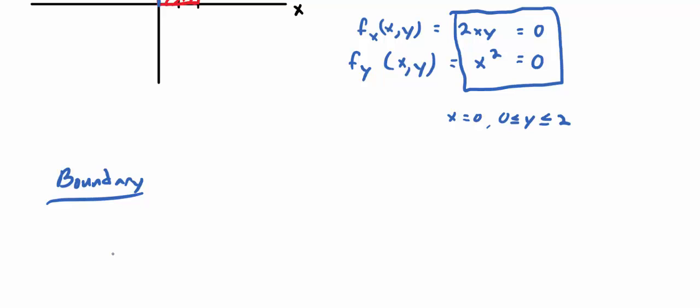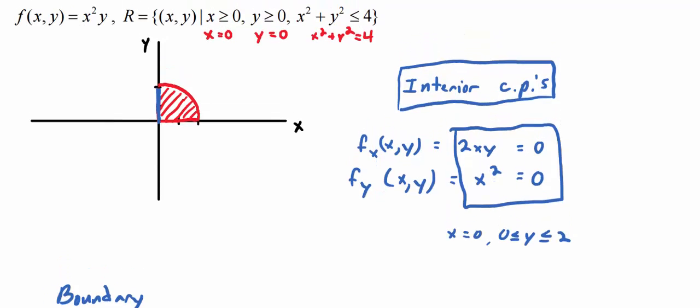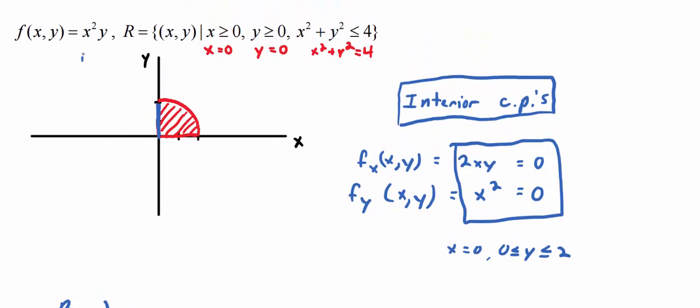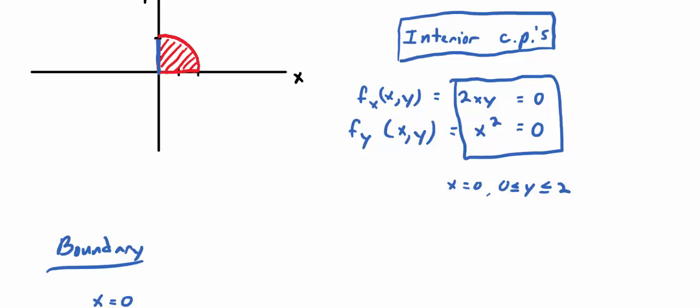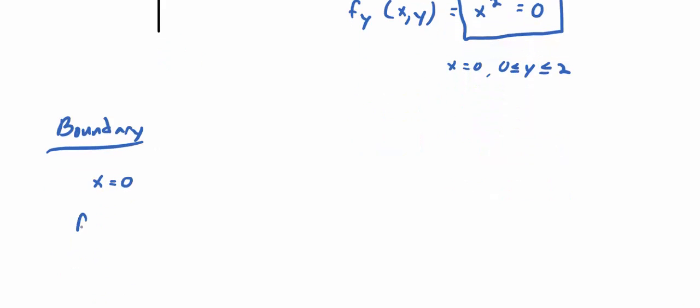Okay, the boundary. Let's go ahead and do x equals 0. Well, hopefully it's clear. If x equals 0 and you plug it in here, it doesn't really matter what y is. For any y value, when x equals 0, you're going to get a height of 0. So you could say f of 0y is equal to 0. And that's with the understanding that, of course, y is between 0 and 2.